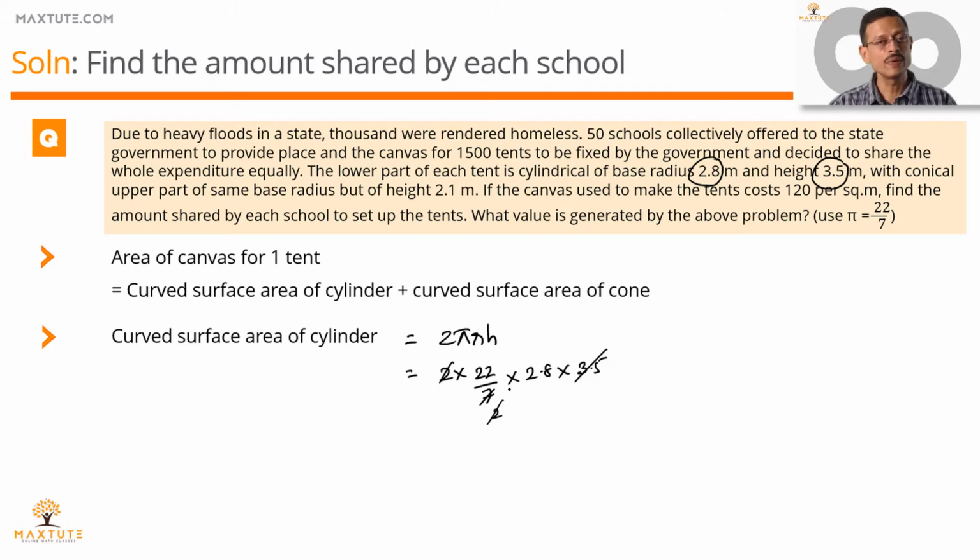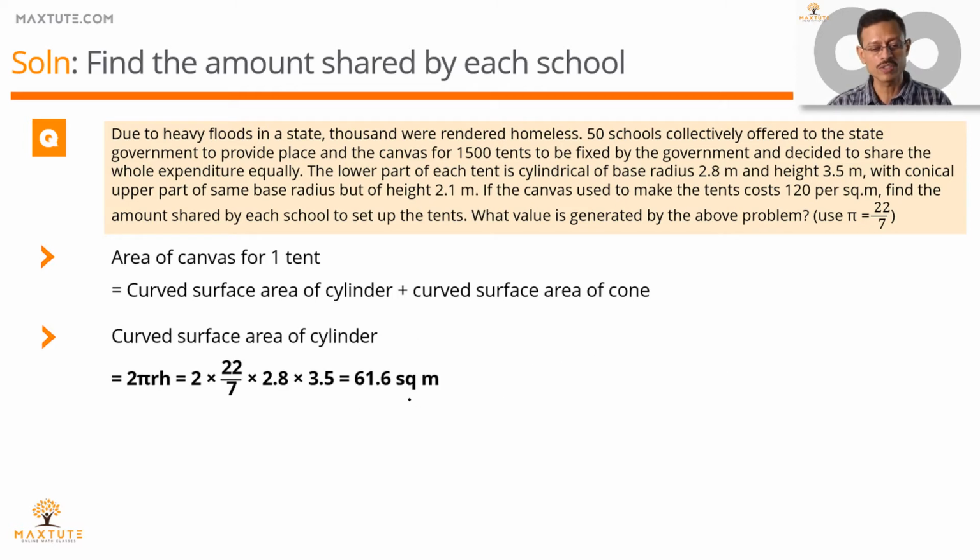So what we have is 22 into 2.8. 22 into 28 is 616. So 22 into 2.8 is 61.6 square meters. So got the curved surface area of the cylinder. Quickly recap this part of the calculation in a printed form before we move on to the second part.